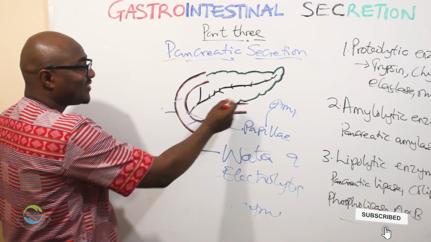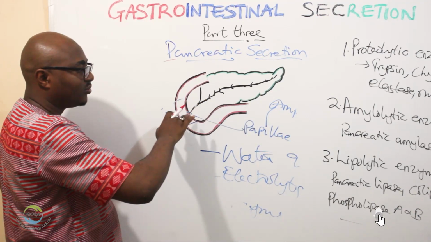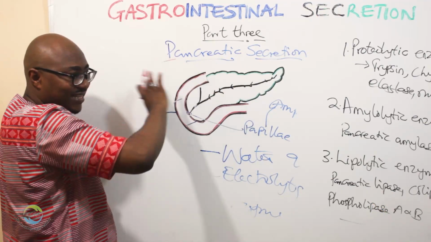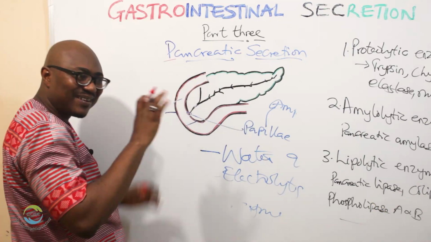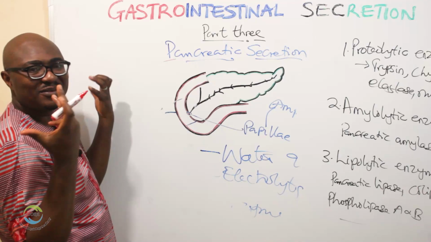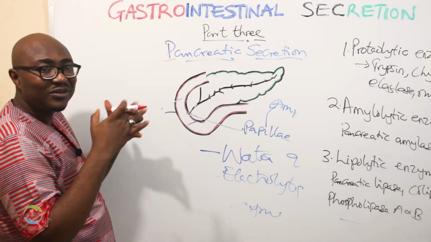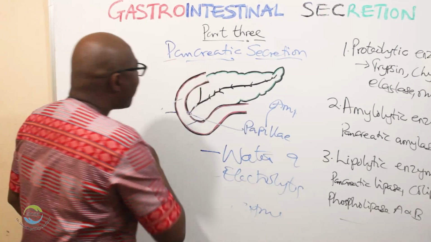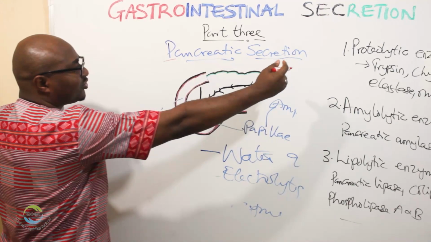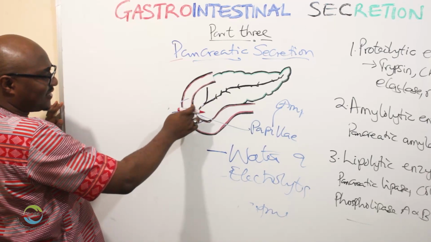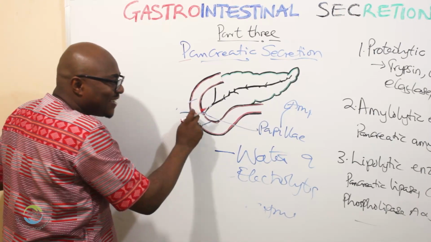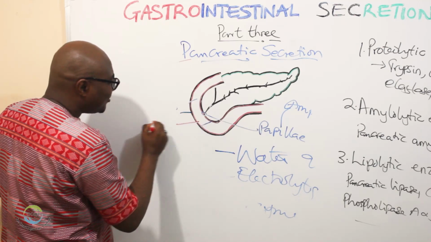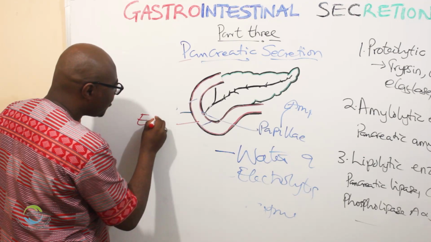They are always secreted in their inactive form, because if they are secreted in the active form, what do you think it will do? It will digest the pancreas as it's coming out. It will digest the pancreas itself, because the substance of the pancreas is made up of protein, and that will lead to what is called pancreatitis. So what happens is that when trypsinogen is secreted into the duodenum, in this second part of the duodenum, there's an enzyme known as enterokinase.